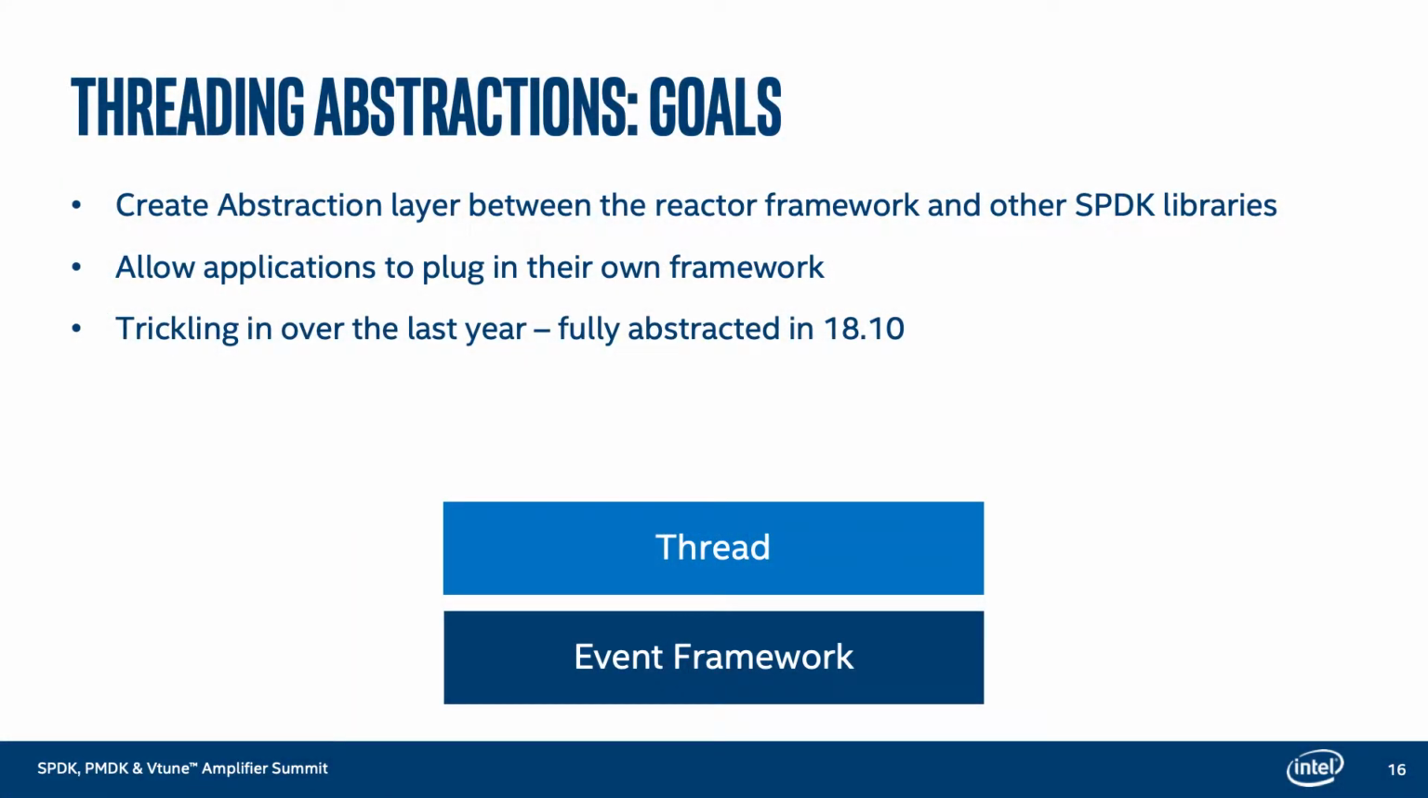So we did that. And that library, the new abstracted library, is called thread. It's in lib/thread. The public API is in thread.h. And we're slowly migrating all of our code in SPDK to call this library instead of directly calling our framework.